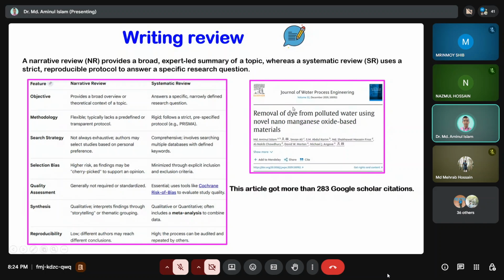So far, I have published more than 10 systematic reviews in very high impact factor journals. For example, here is a review article which is published in Journal of Water Process Engineering. This article has got 283 Google Scholar citations. Similarly, other review articles also got citations like this. So you can think of writing a systematic review while you are a student of fourth year project or masters.